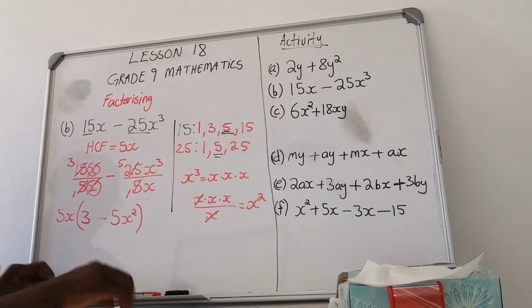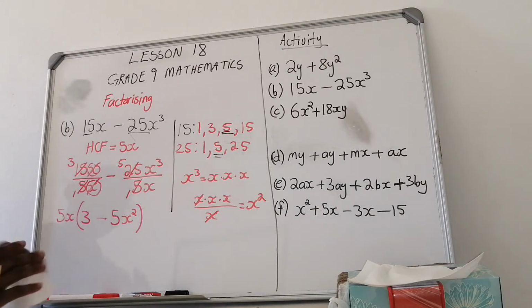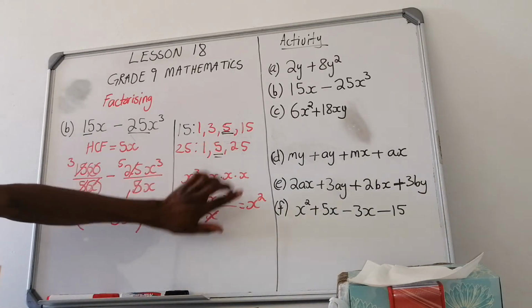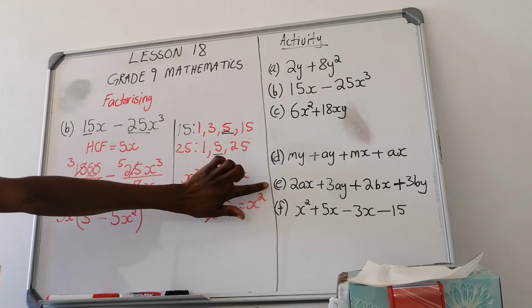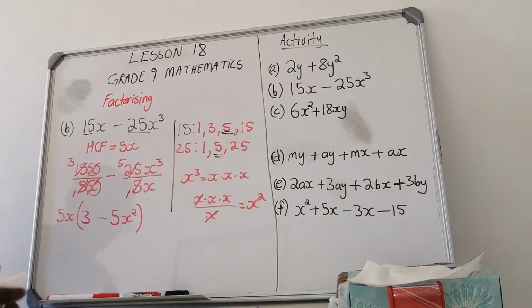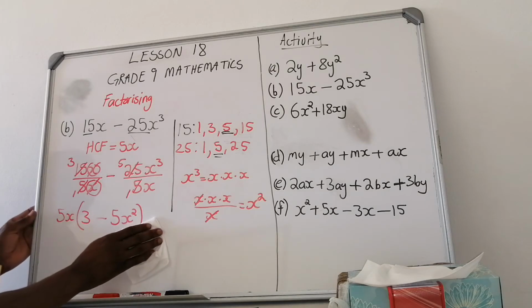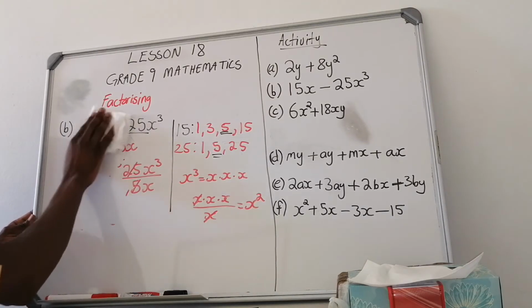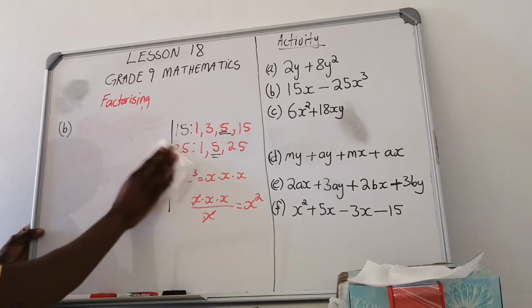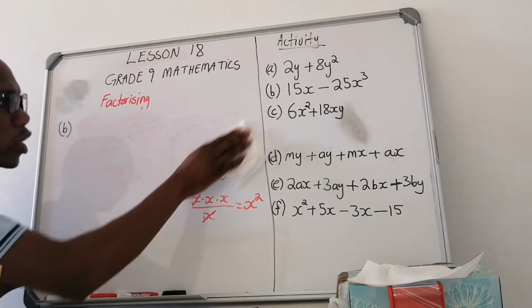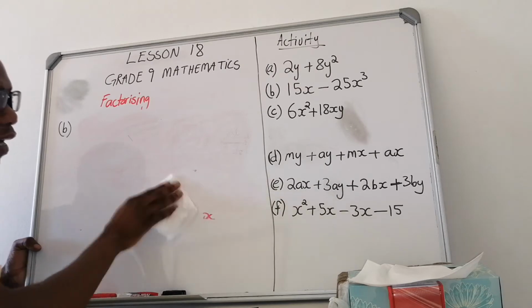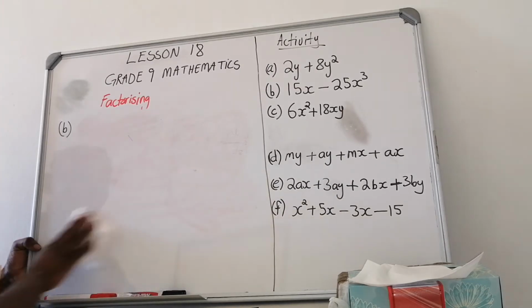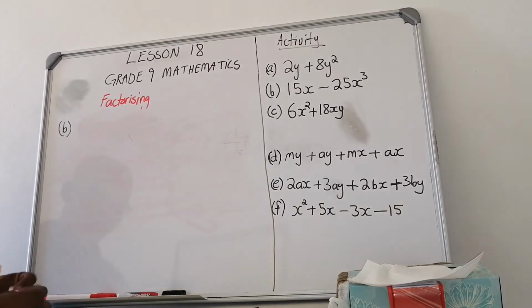Now, my friends, I'm going to show you parts D and F, and you should now do E in your free time. Share with me your answers on WhatsApp. So for factorizing by grouping, you need to make sure that the first two terms have a common factor, or the highest common factor. What am I talking about?